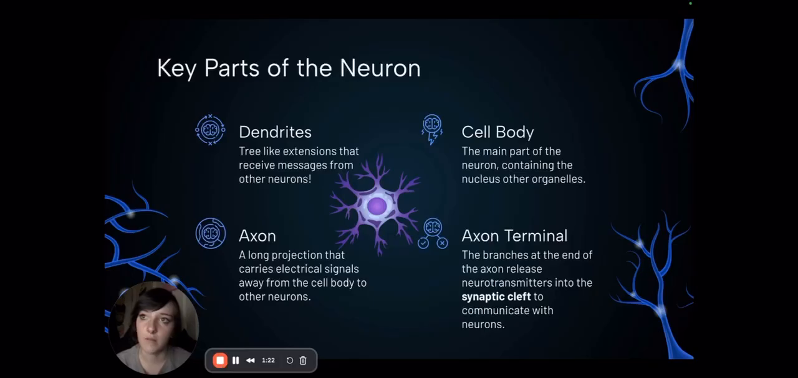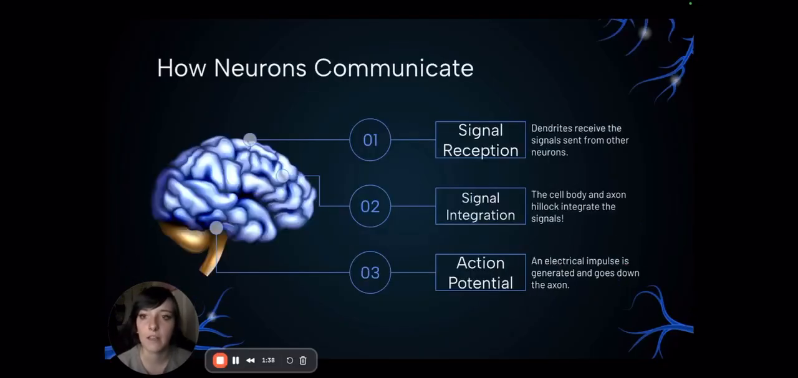And then finally, the axon terminal. It looks similar to the dendrites, except it's at the other end of the neuron. The branches at the end of the axon release neurotransmitters into the synaptic cleft to communicate with neurons. If you're wondering what the synaptic cleft is, it's the microscopic gap between two neurons.